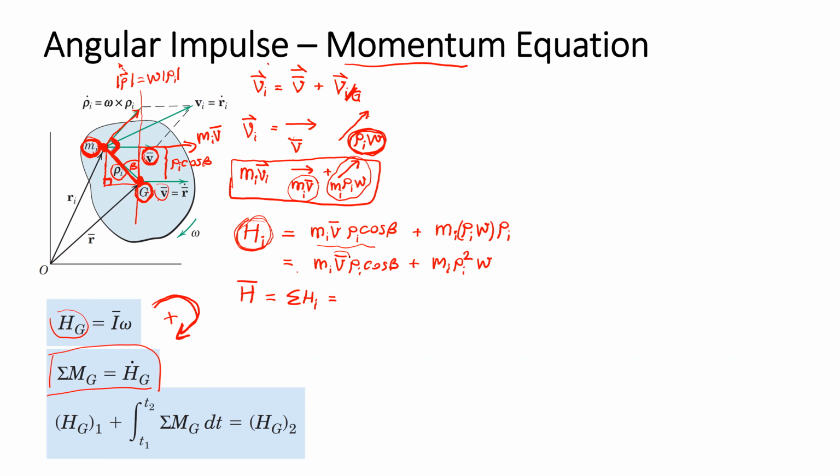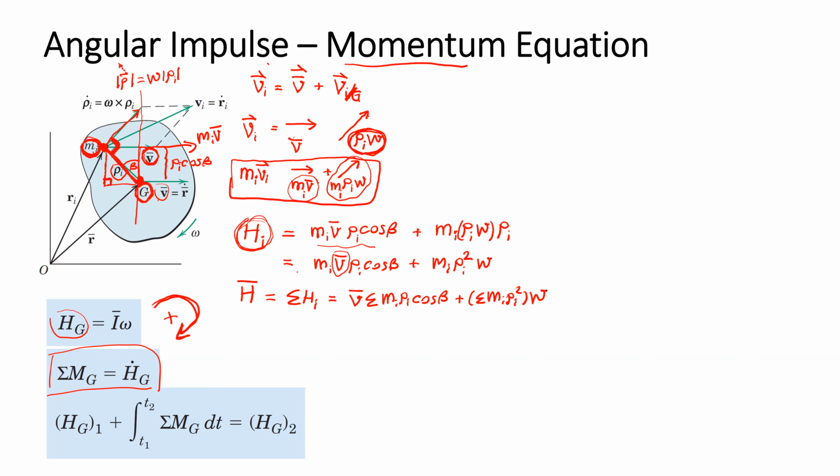for this one, we have V bar constant, and we have the summation of mi rho I cosine beta for the first term. For the second term, omega is constant, but we need the summation of mi rho I square, and omega is equal for all the particles.